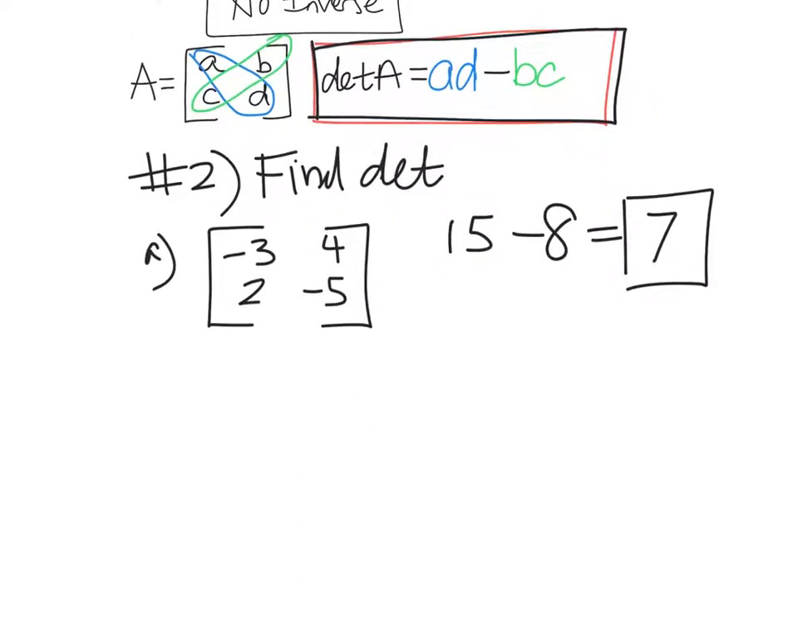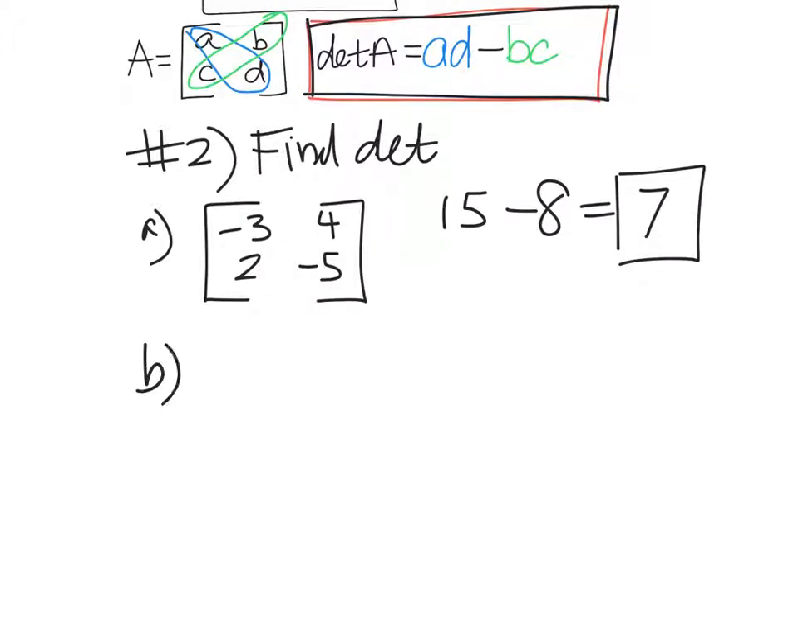That's it. All right, you try one. You try this one. -4, 2, 3, -6. Find the determinant of that matrix. Okay, it gets a little tricky. You got some negatives in there. It's okay. You're gonna be all right.